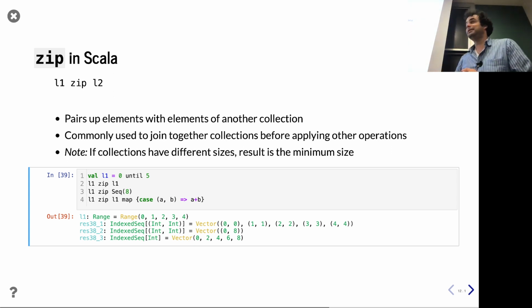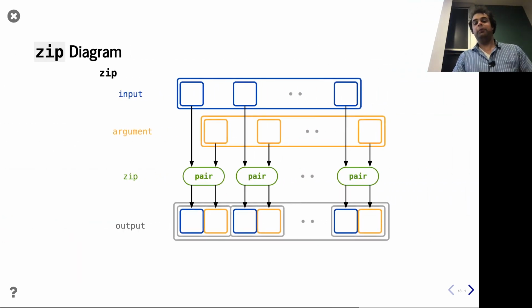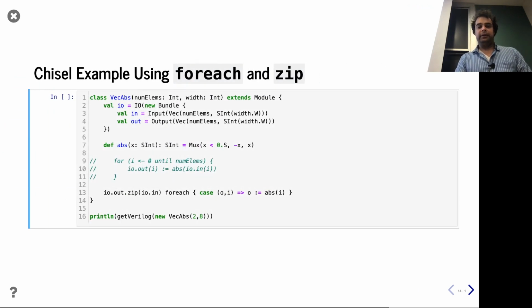Cool. Okay, so we did map, we did for each, we did zip. Where are we going? Well, we showed the zip diagram. Let's go ahead and do some Chisel with this, right?